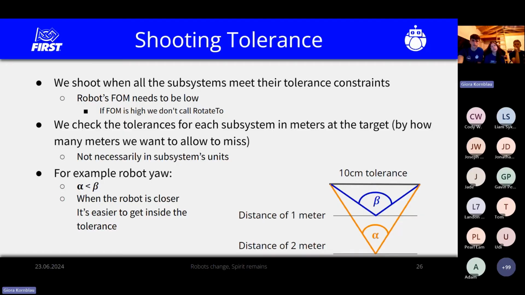And by doing the tolerance with centimeters or meters, when the robot is closer, we allow it to have a bigger tolerance, meaning that it will shoot way faster than if it was farther away and had a smaller constraint.